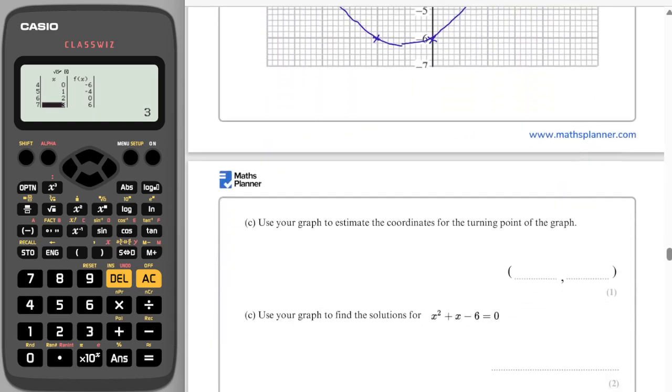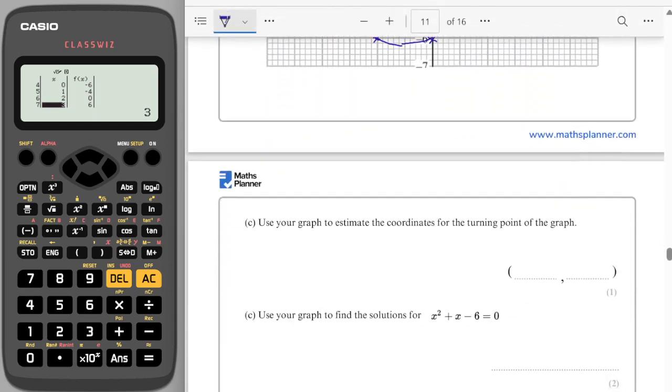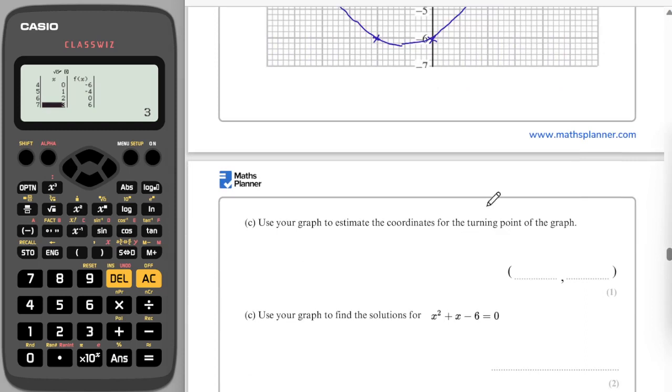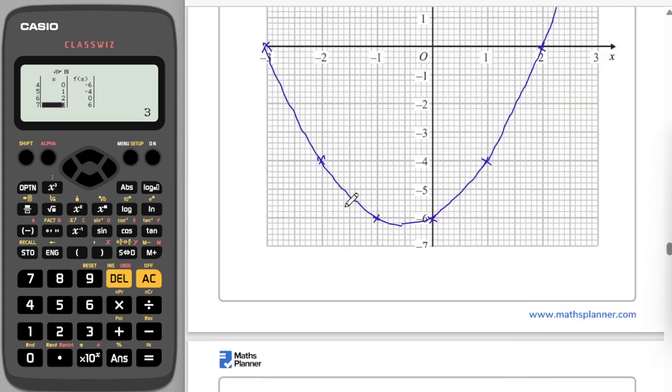So part C. Okay, use your graph to estimate the coordinates of the turning point. So the turning point literally means turning. So when it goes from a negative gradient into a positive gradient, it's going to be slap bang in the middle between these two points. So we're looking at that coordinate there.